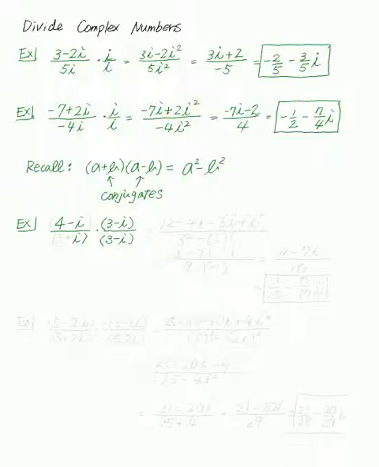So up above, I'm going to end up with foiling 4 minus i. 4 times 3 is 12. The outer terms are going to give me minus 4i. The inner terms will give me minus 3i. And negative i times negative i is plus i squared. Now down below, I have forced that difference of two squares, so I don't have to FOIL it out. I'm going to end up with 3 squared minus i squared.